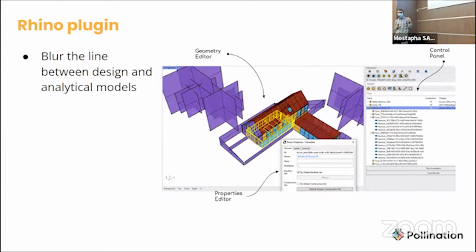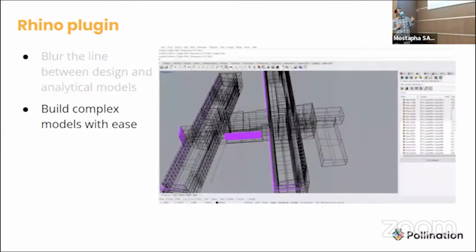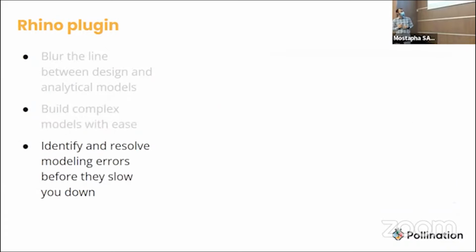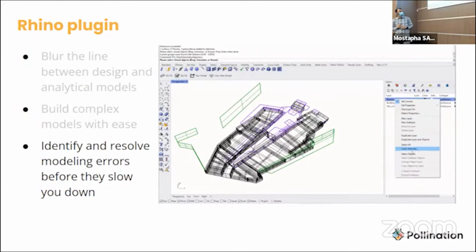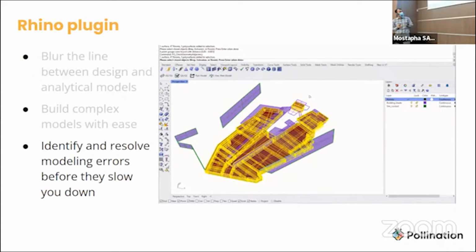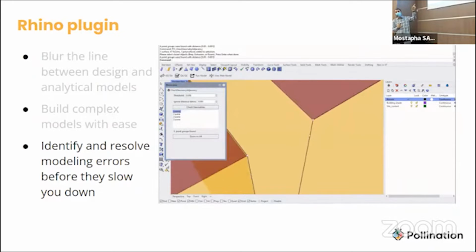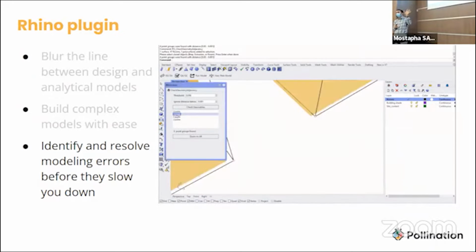Then we have the Rhino plugin. The Rhino plugin is there because it gives you the highest level of flexibility to edit your model, fix your model. You can build very large models with no issues. You can debug your models. We even have this command that shows you where inside your model potentially will be a problem without you running a simulation.